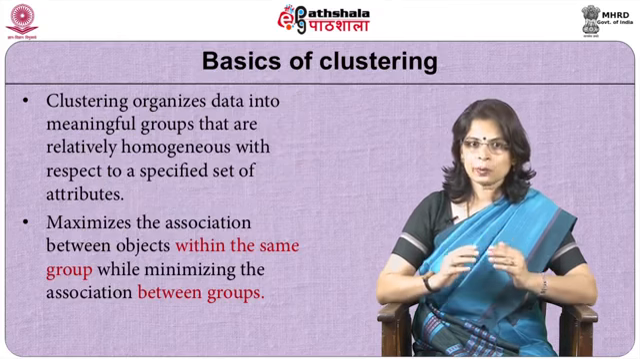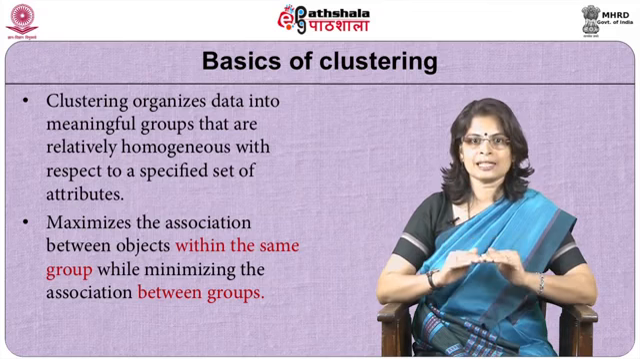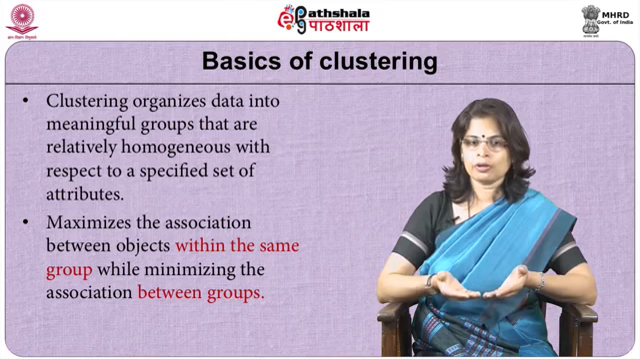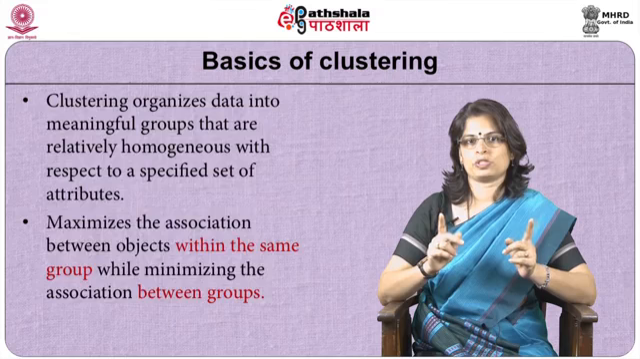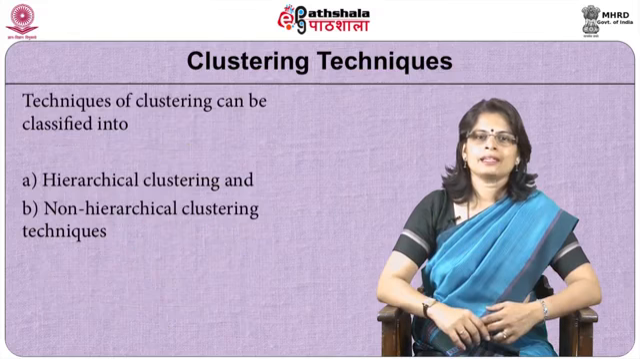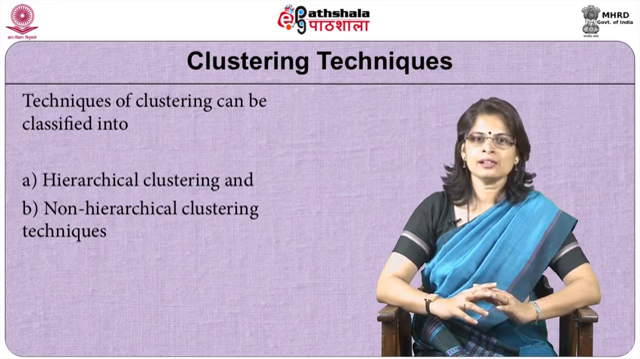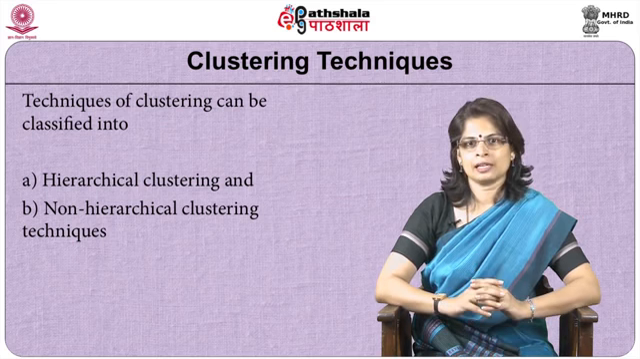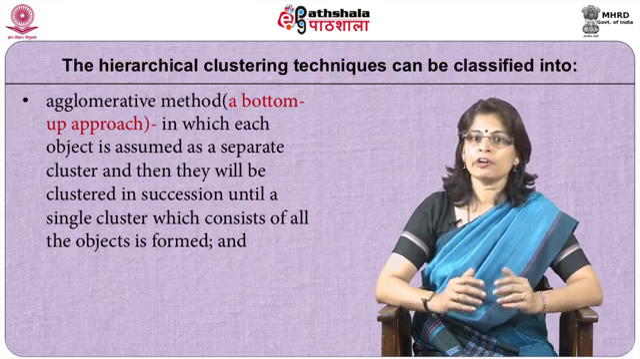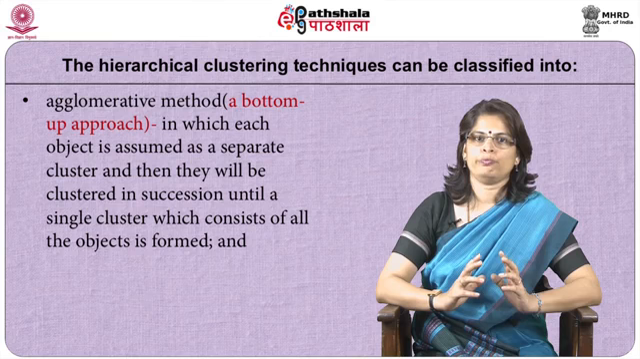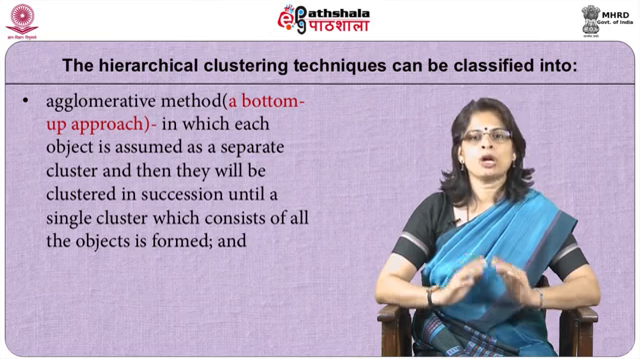Clustering is done in such a way that it maximizes the association between the objects within the same group while minimizing the association between the groups. The techniques of clustering can be classified into two forms: hierarchical clustering and non-hierarchical clustering techniques. The hierarchical clustering techniques can be further classified into two: the agglomerative method, which is also known as a bottom-up approach.